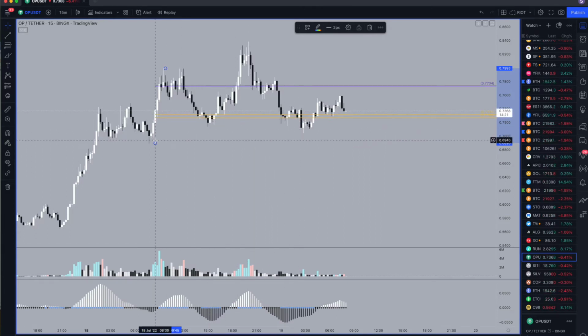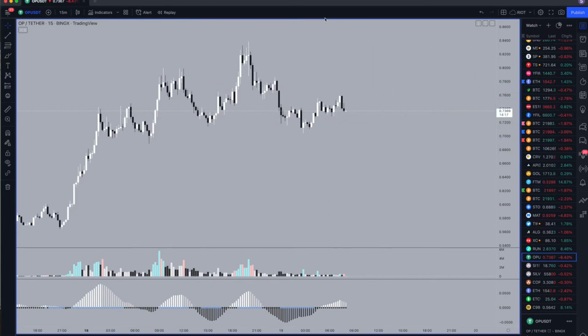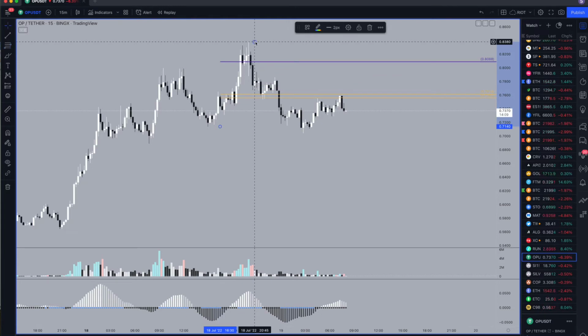I'm pretty sure if we do the next move, you'll see a very similar result. So you go from the bottom to the top of the move, and you can see that once it lost this level, it had a pretty significant move, and again, it bounced at that golden pocket. It's not a scientific thing.